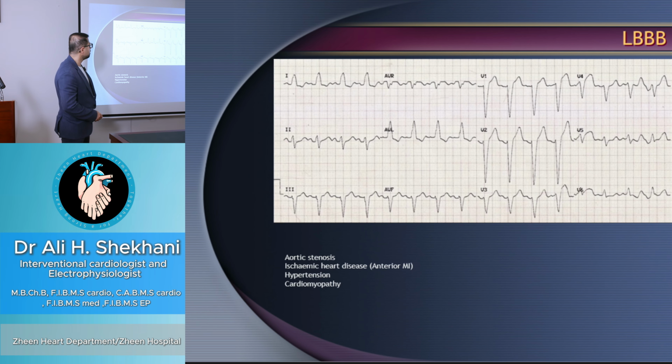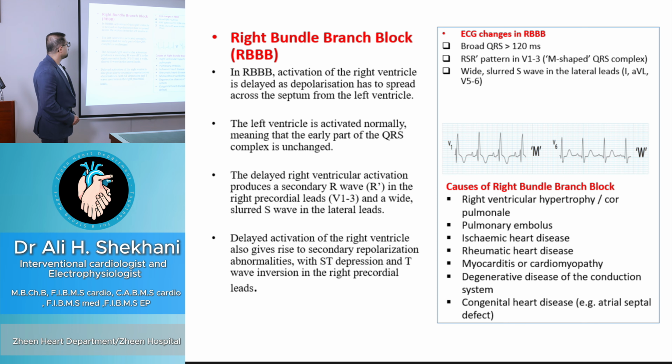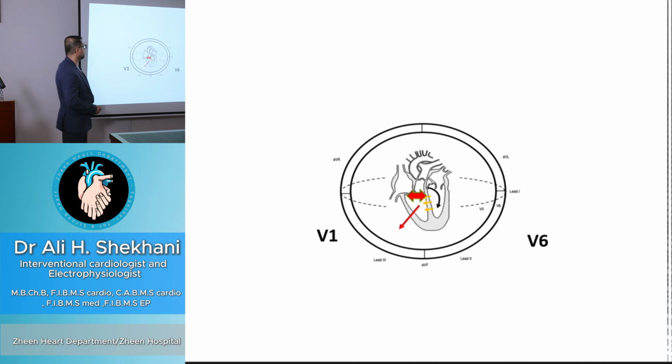This is the classical ECG finding of the left bundle branch block. There is widening of the QRS, and there is deep S in V1, and there is positive R in V5, V6. And we have right bundle branch block, the same, but the difference is just in the V leads.